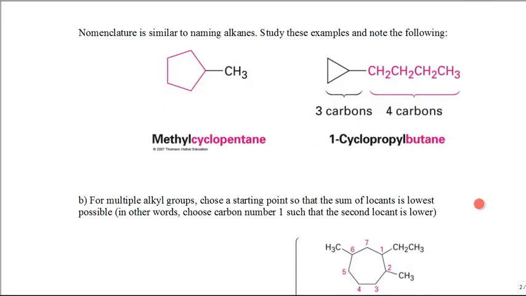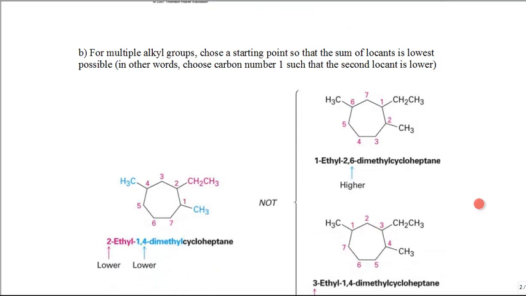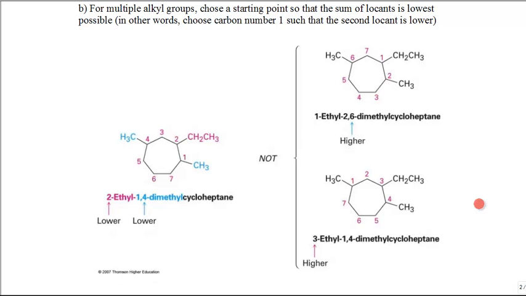And of course, if it's in a ring, looking at this one, again, what you want to do is on a ring, remember a circle has no beginning and no end, but in terms of numbering, there has to be a beginning and an end. So where you choose your starting point, very simple rule, just so that all your groups end up having the lowest number possible. So if you look at this particular one, I could have started with any one of them being carbon number 1, but if I made this carbon number 1, then I would have ethyl at 2 and another methyl at 4. Make sense?